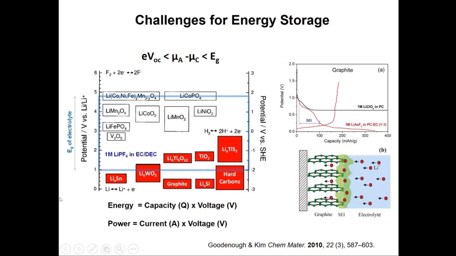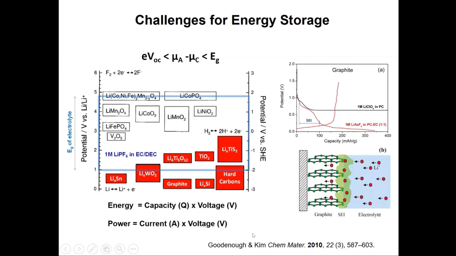So again, the key design parameters are to raise the energy and to raise the power. The best way to do that is to raise the voltage of the cathode and perhaps find other suitable forms of carbon, or even high energy density alloying materials like tin or silicon, which you also might already know about, that have other problematic processes.